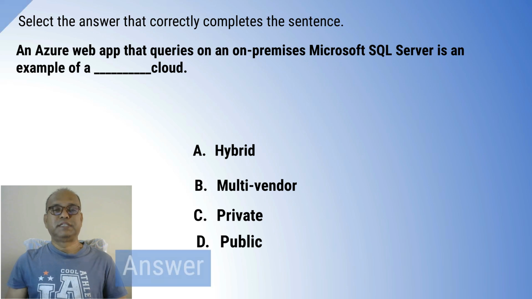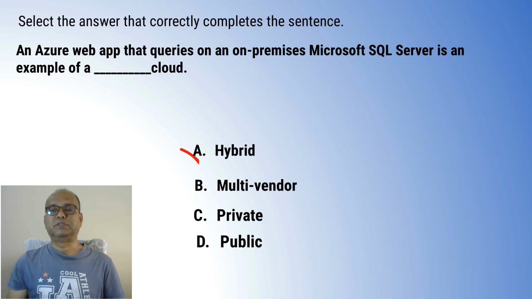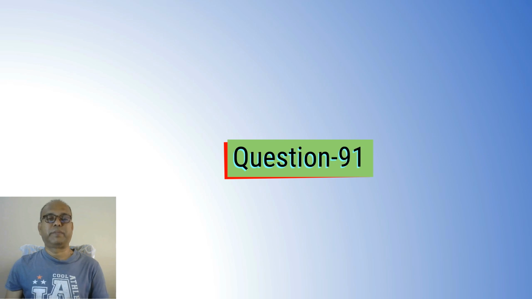Answer: in this scenario, the app is hosted in the cloud and the database is on-premises. That means it is the combination of cloud and on-premises resources. It is called the hybrid cloud model. Therefore, the correct answer is option A. Next question. Question number 91.